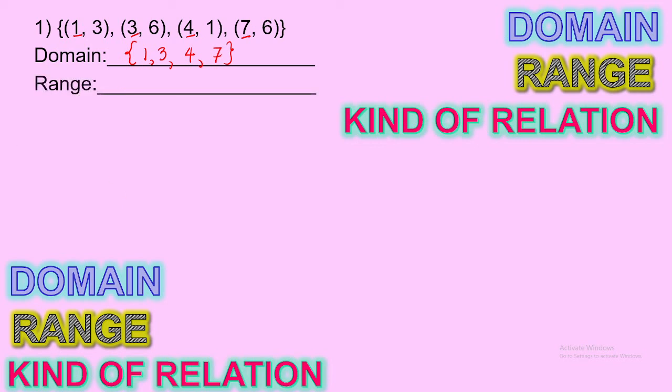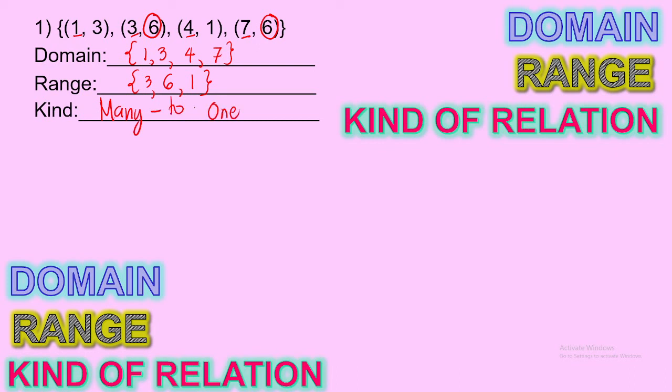The range, the Y values, I have here 3, 6, 1. We have 6, but 6 is already written. Again, in writing sets, you don't repeat an element. And as you have noticed, the repetition occurred in the range. Therefore, this is a many to one relation.